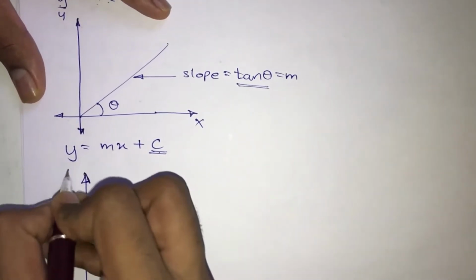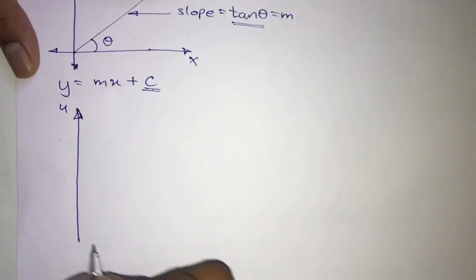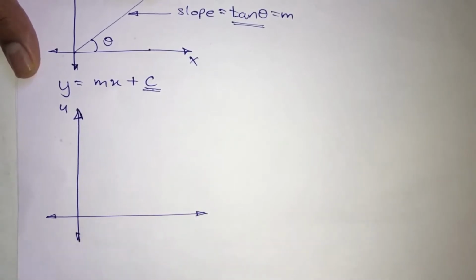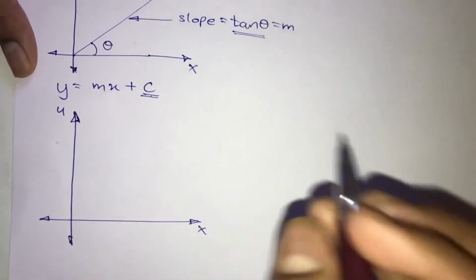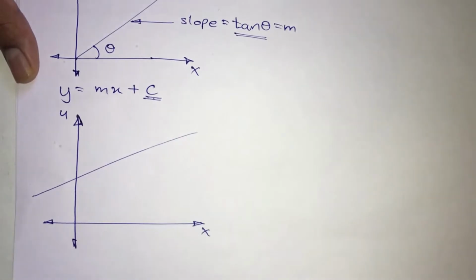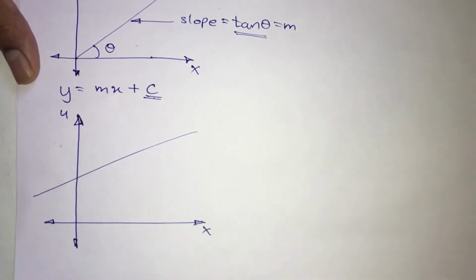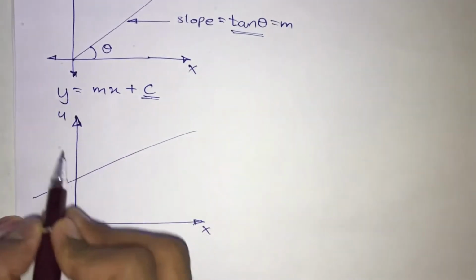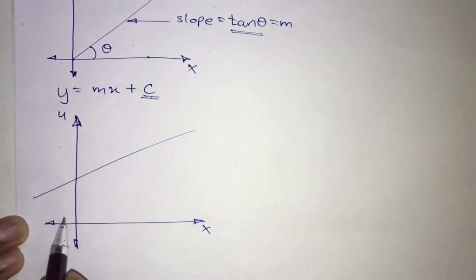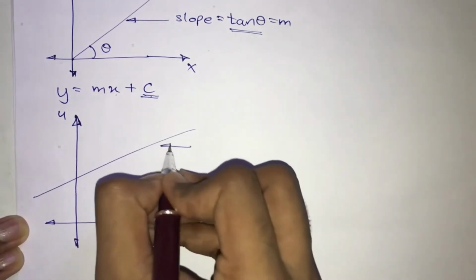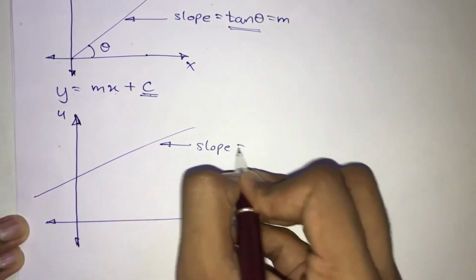So I draw a basic y-axis over here, am I right? And I draw a horizontal x-axis. Now this line is going to pass somewhere from above. It is cutting the y-axis. Okay, so now let us understand these terms over here. This y represents nothing but the variable along the y-axis. This x represents nothing but the variable along the x-axis. This m is nothing but the slope of the line.